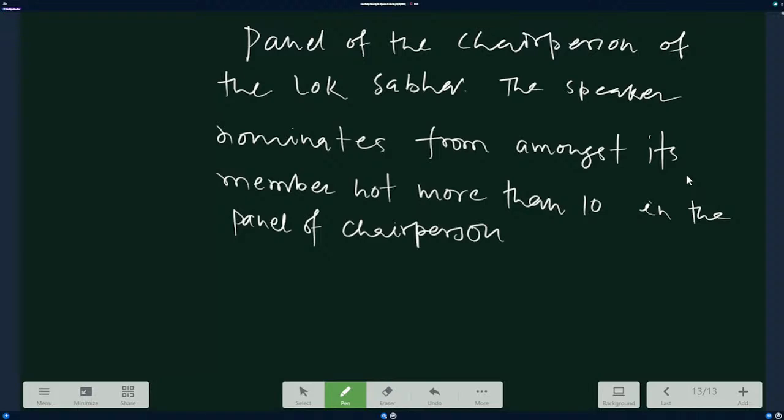अच्छा, इनका काम क्या होता है? Whenever the Speaker and the Deputy Speaker are absent, then any member from the panel of chairperson can preside over the house, right?